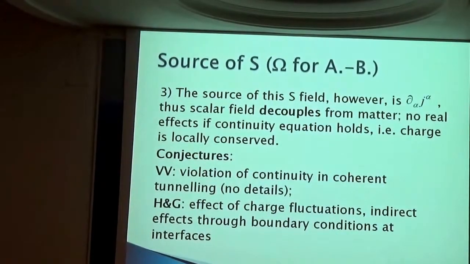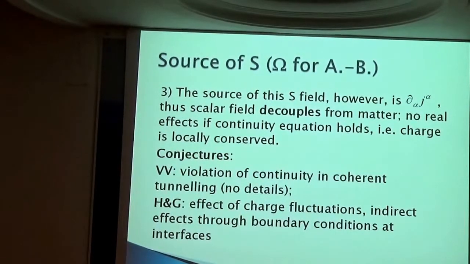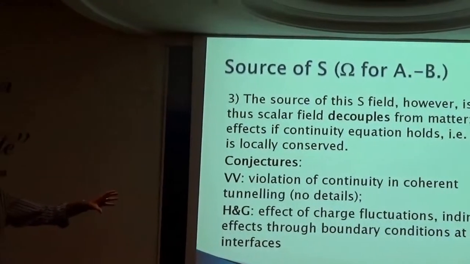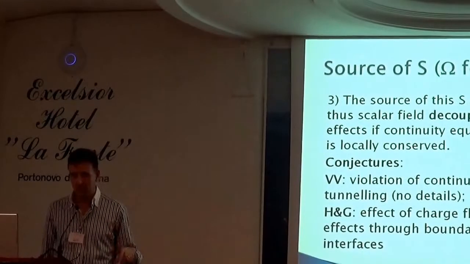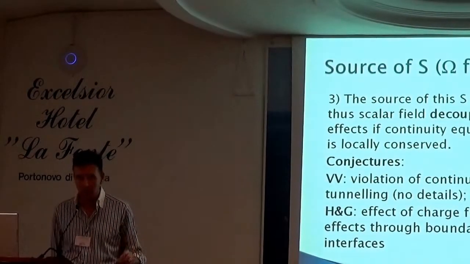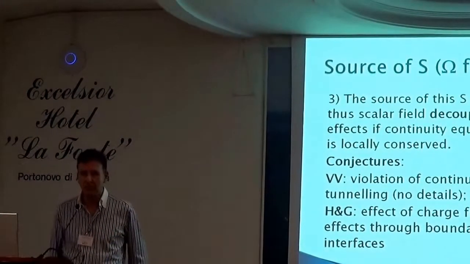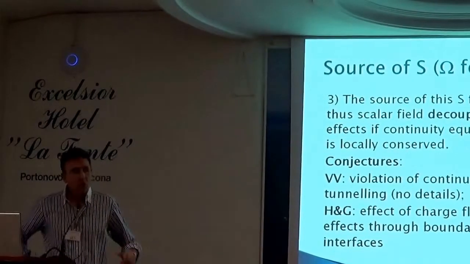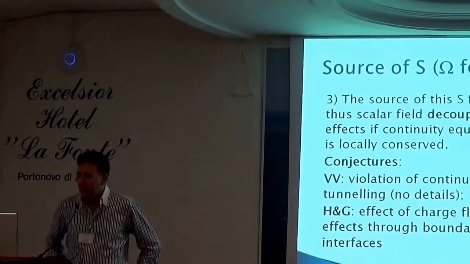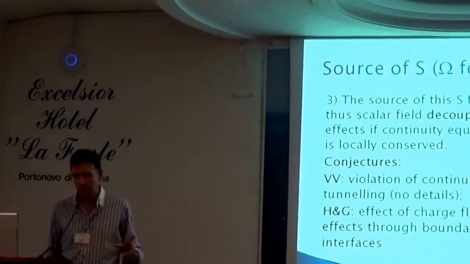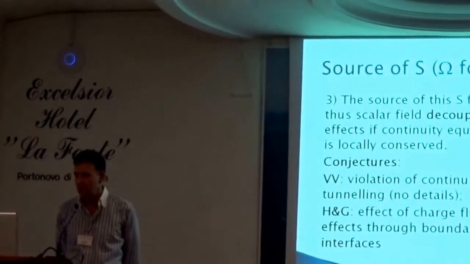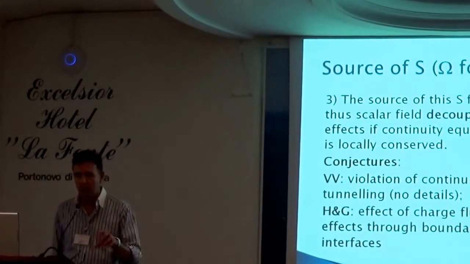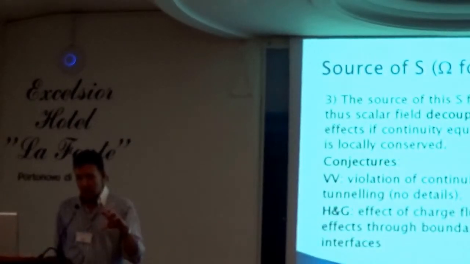The problem, however, is that the source of this scalar field, of this additional degree of freedom, is the four-divergence of the current, so partial alpha j alpha. This is the source of the field. So if the four-divergence is zero, which is usually the case when charge is locally conserved, then this field actually is decoupled from matter and does not have any significance. But there are conjectures of situations where there could be a violation of the continuity equation for charge, which means that charge would still be conserved, but not locally at any point. Maybe in some cases just over some volumes, for instance.